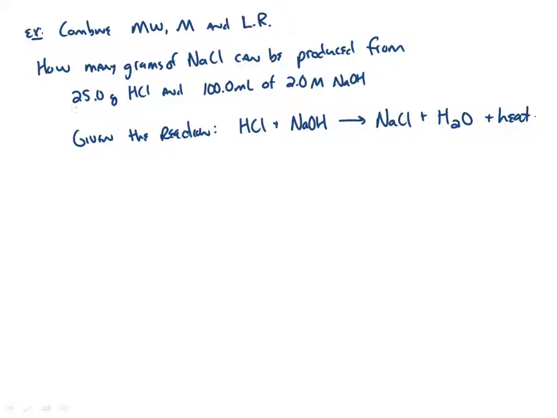If we look at what we know, we're given 25 grams of HCl, but notice for the NaOH we have to be given both the 100 milliliters and the molarity.